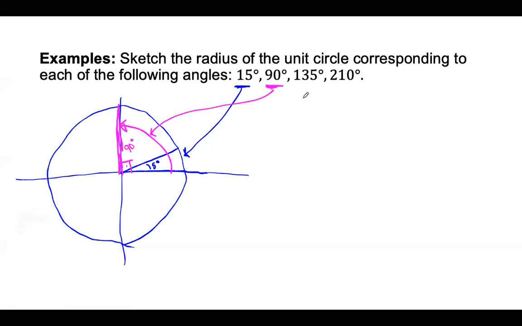135. So this is a little harder. Now we see if the unit circle is 360 degrees, half of that would be 180, about here. But this asks for 135. So that's about here. It's less than 180. So again, we start our position here and go around the circle to 90 and then past it a bit to about here. So this would be 135.